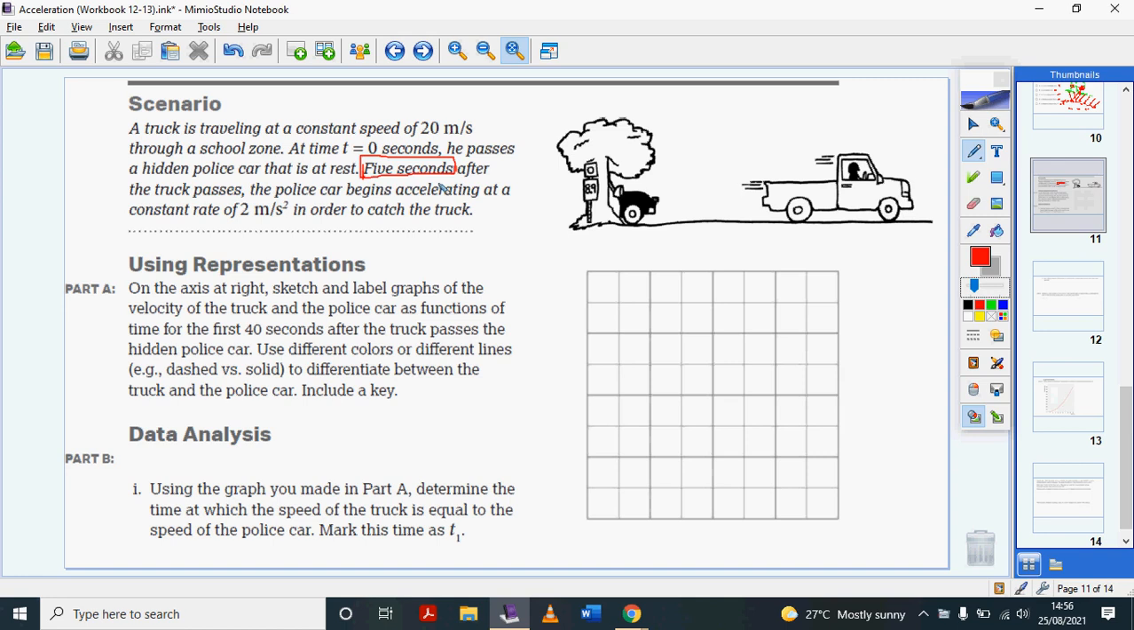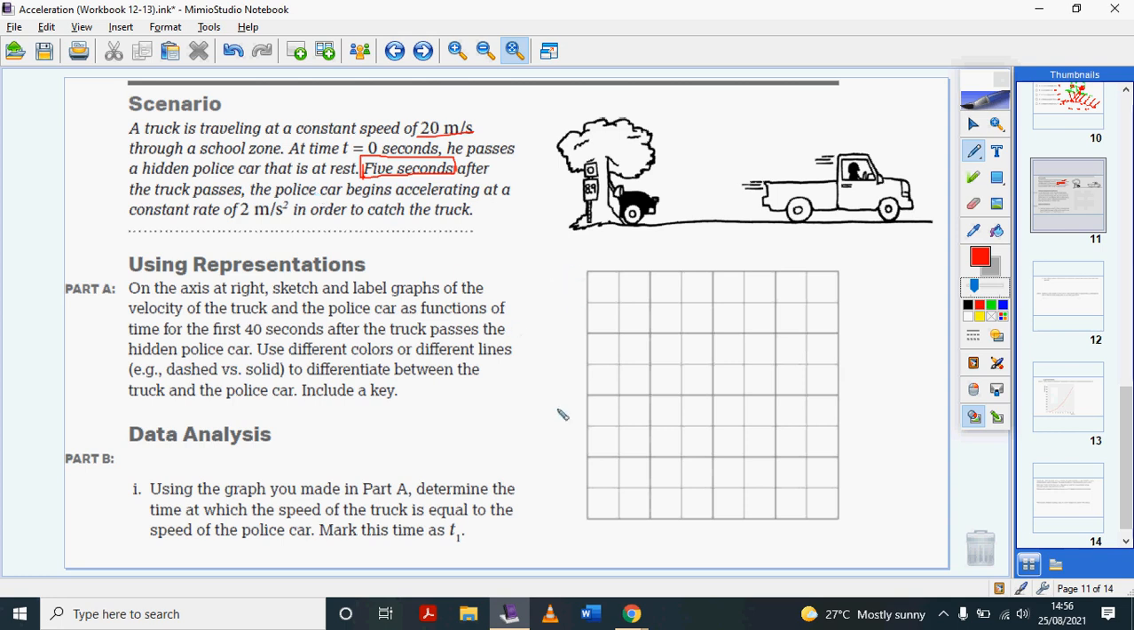But anyways, 5 seconds is what we missed, so that made our results weird. But thankfully, I was looking through the question again and I saw that. So it's always good to check your work. Everything else is the same. The truck is traveling at a constant speed of 20 through a school zone. After time t is equal to 0, he passes the hidden police car.